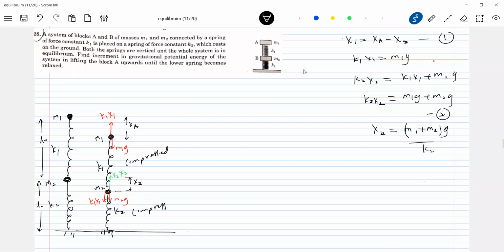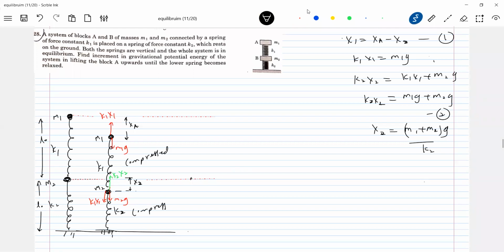So now what we are going to do: let's find the increment in gravitational potential energy of the system in lifting the block A upwards until the lower spring becomes relaxed. So what was the initial position? This was the natural length. I'll bring out diagrams. You can solve without diagrams also, but to make you understand, I'm bringing this set of diagrams. It'll be easy for me to explain.